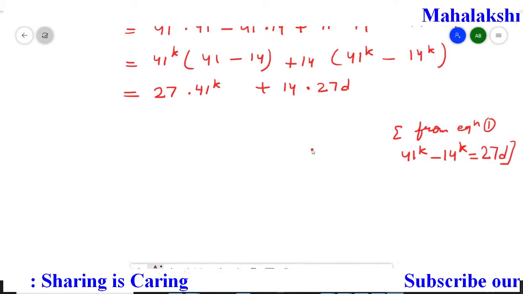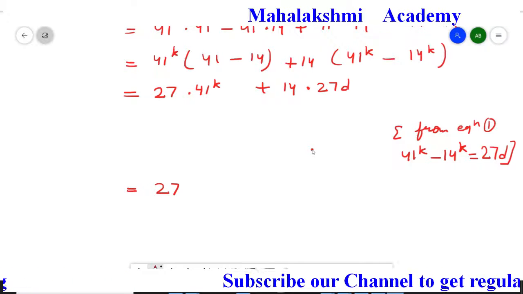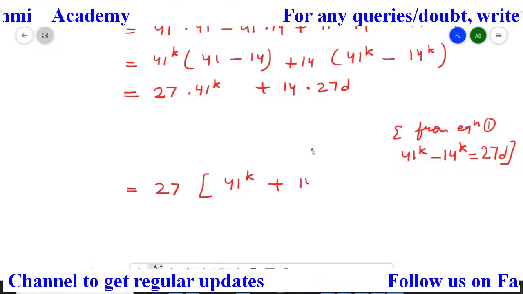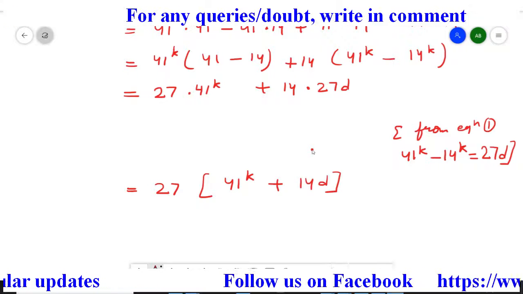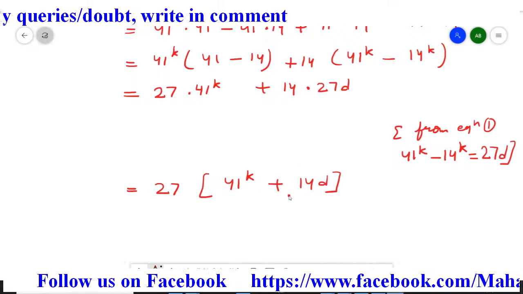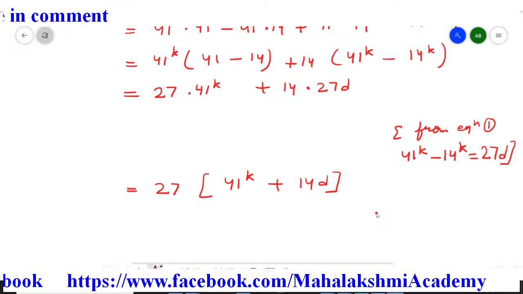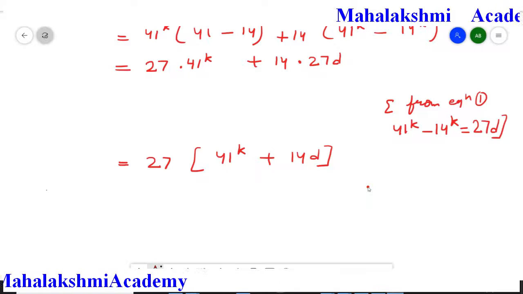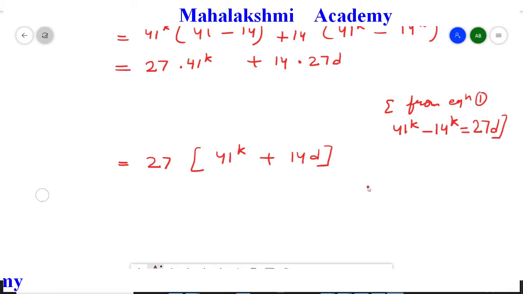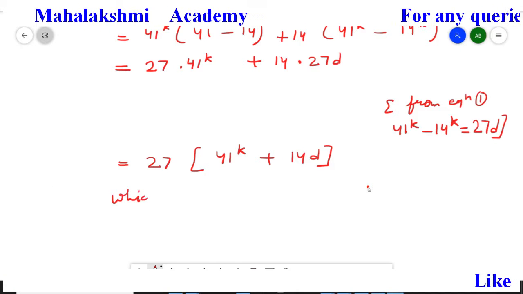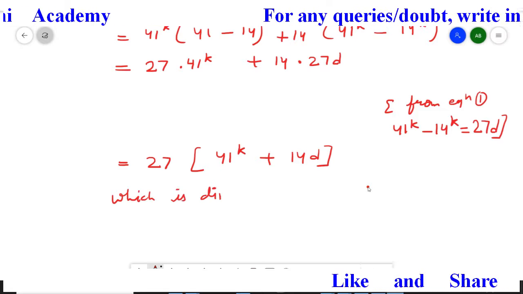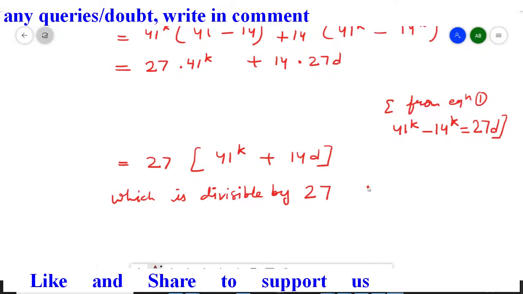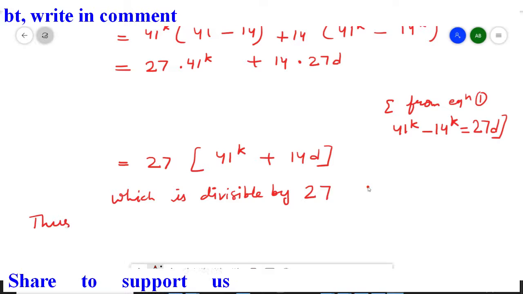Now in both the terms 27 is common, so we will take 27 common. When we take 27 common, it will appear like this: 27 outside, and in the bracket we are going to get 41 raised to power k plus 14d. Now this term is divisible by 27, so we have to write down which is divisible by 27.